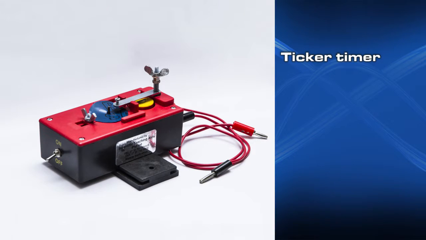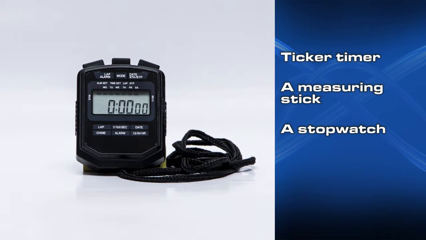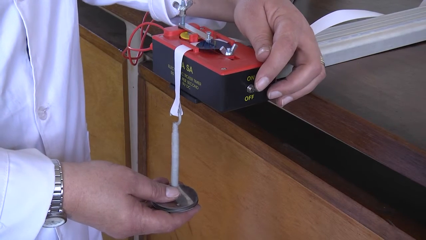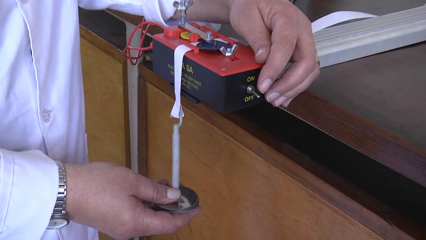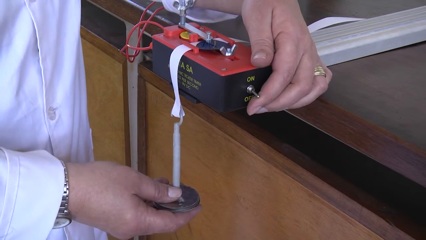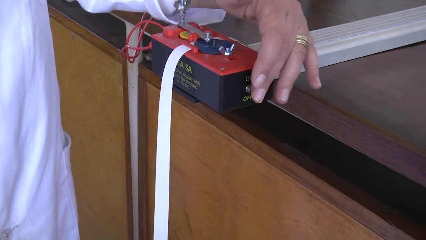The apparatus you are going to need to do this experiment are as follows: a ticker timer, a measuring stick, a stopwatch, and a mass piece. The method of this experiment is as follows. Clamp the ticker timer to the side of the laboratory bench. Hold on to the mass piece and the tape and switch on the ticker timer. Drop the weight. Take care not to throw it.